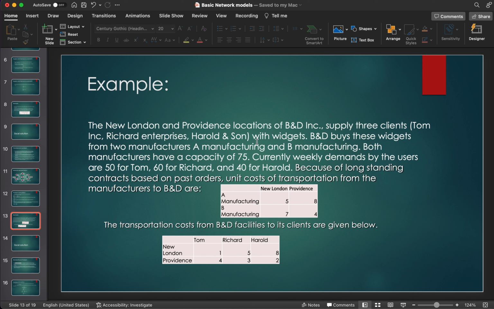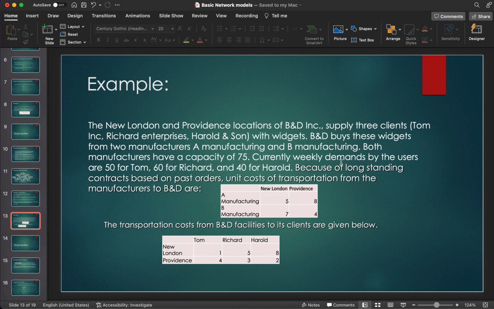So the New London and Providence locations of B&D Inc. supply 3 clients: Tom, Richard, and Harold, that is, Tom Inc., Richard's Enterprises, and Harold and Son, with these widgets. B&D is Bennett and Daughter. Bennett and Daughter buys these widgets from 2 manufacturers, manufacturer A and manufacturer B, and both of these manufacturers have a capacity of 75 each. So 75 here and 75 here.